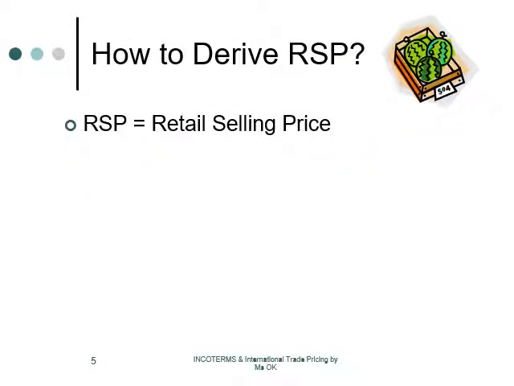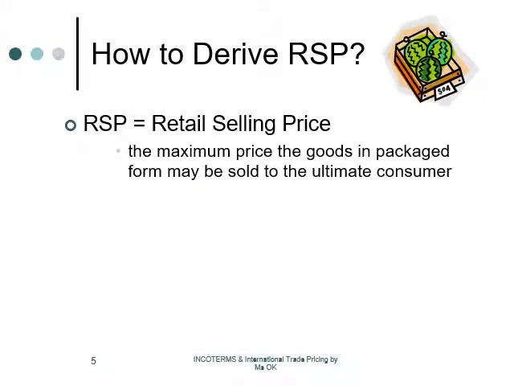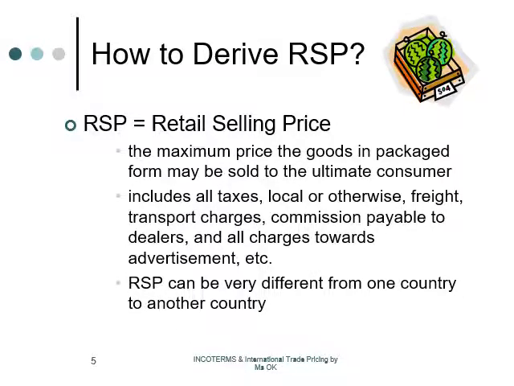As an importer, your RSP must cover your landed cost. RSP refers to retail selling price, which is the maximum price the goods in package form may be sold to the ultimate consumer. It includes all taxes, freight charges, transport charges, commission payable, and any other charges such as advertisement. It can be different from country to country. If you are the importer, you need to estimate your landed costs and other expenses and add your desired markups so that you can derive the RSP. It is advantageous to reduce the cost of each component of landed cost.